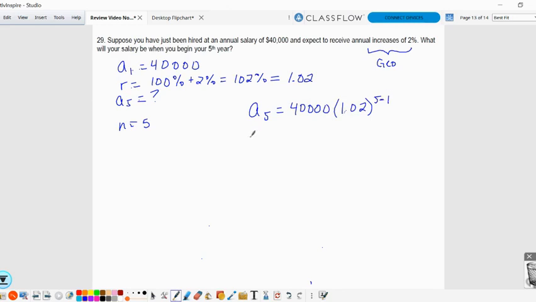Since we're dealing with dollars and cents, decimals will be just fine. And in our 5th year, $43,297.29.